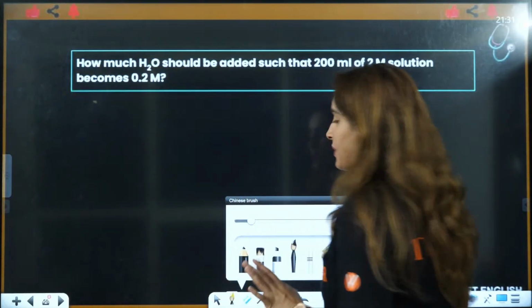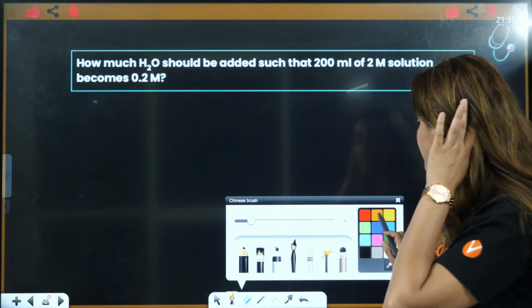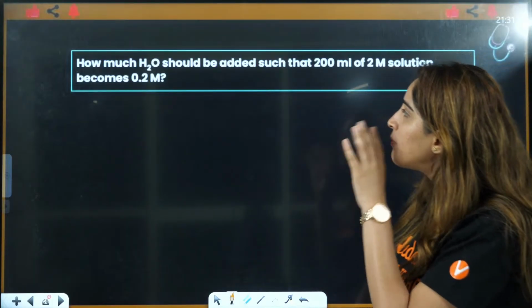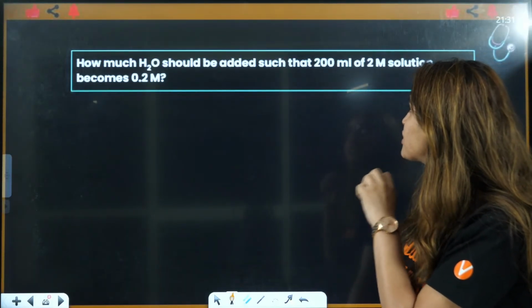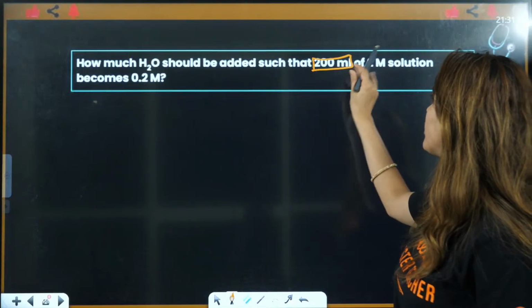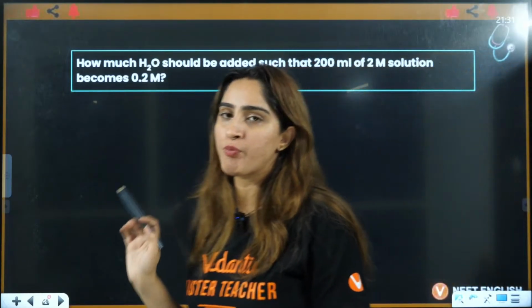Next question is, because you need more questions here, you can't just cram the formulas, right? How much H2O should be added such that 200 milliliter of 2 molar becomes 0.2 molar?